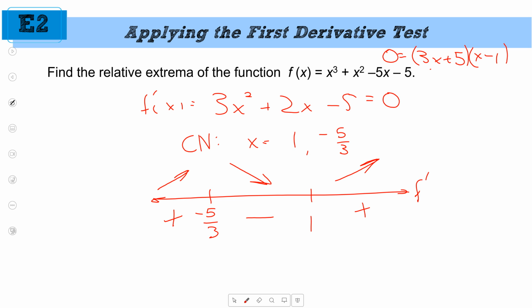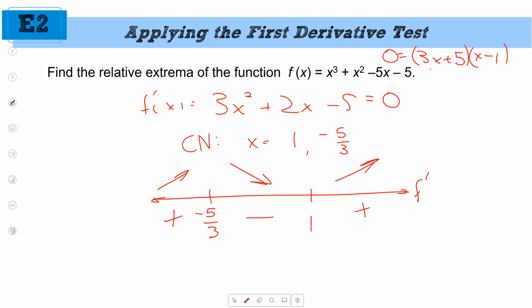Could you also tell me where that function is increasing and decreasing? Arrow pointing up, increasing. Arrow pointing down, decreasing. Beautiful. Now, there were 3 ways that you could have convinced me that that's a relative max at negative 5/3.